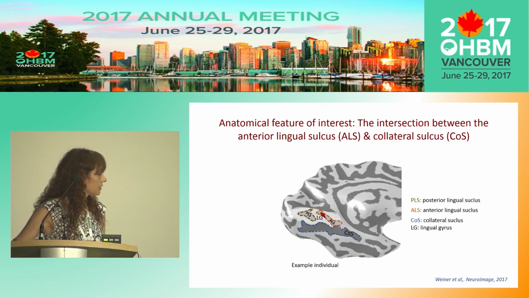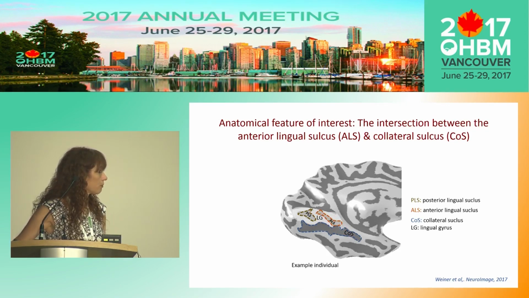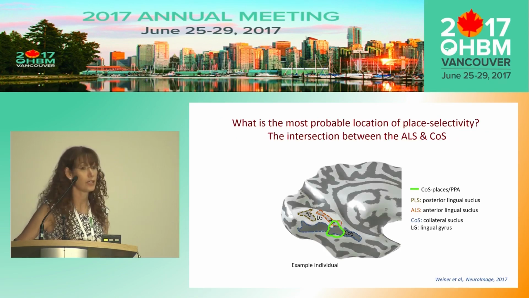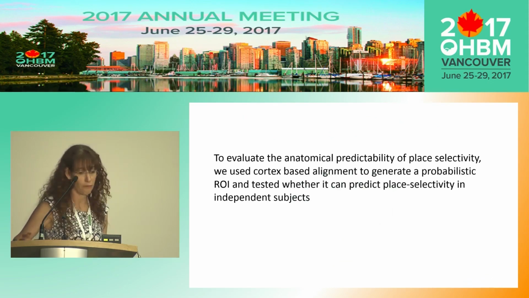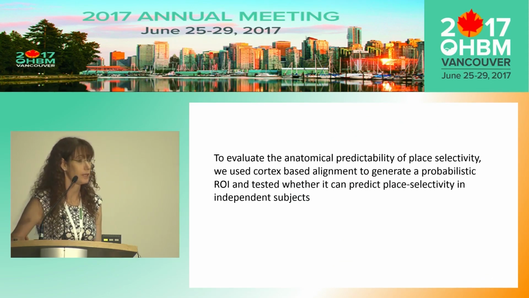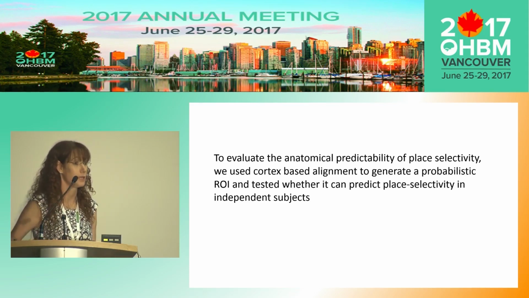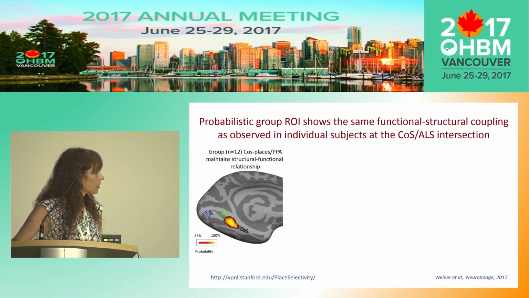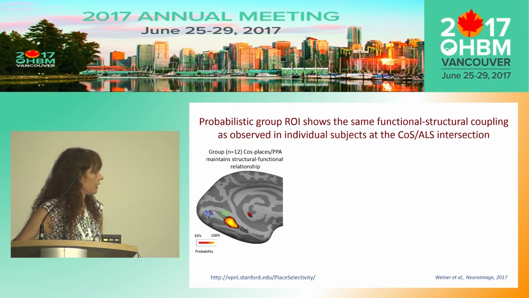In about half of the brains, the ALS intersects with the collateral sulcus. And if we superimpose on this anatomical image the location of place selectivity, you can see that the place selective activation seems to overlap this intersection between the ALS and collateral sulcus. So to evaluate the anatomical predictability of place selectivity, we use cortex-based alignment to generate a probabilistic ROI, and then tested if this probabilistic ROI could actually predict place selectivity in new brains. We generated a probabilistic ROI from 12 subjects and projected it to the FreeSurfer average brain.